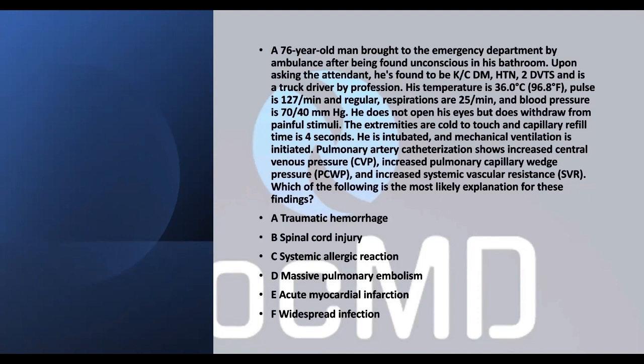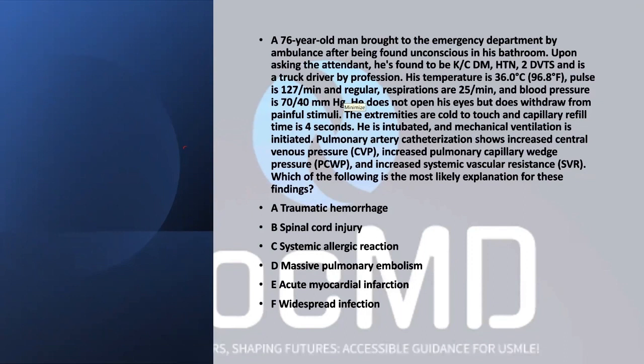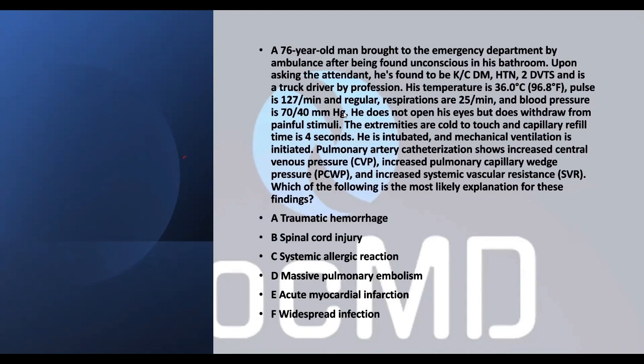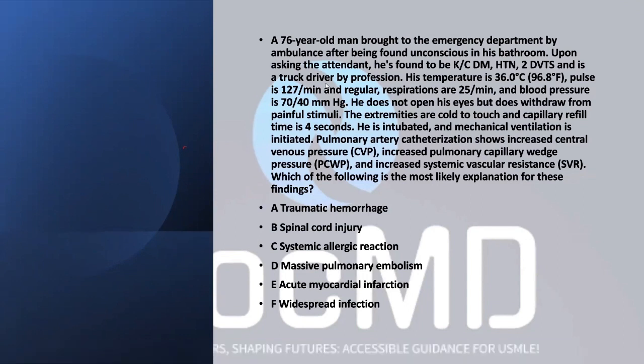Yeah, that's great. The answer to this question is E as well. It is E in this case because, as you can see, I gave the history of DVT and truck driver just to maybe confuse you guys a bit. But you have an increased CVP, increased wedge pressure, and increased SVR. Honestly, the two you could get confused between are a massive pulmonary embolism due to the history and the profession, and acute MI. But the main difference is the increased wedge pressure. And as I told you before, in pulmonary embolism, you have a decreased wedge pressure.